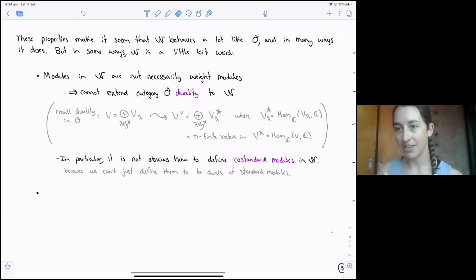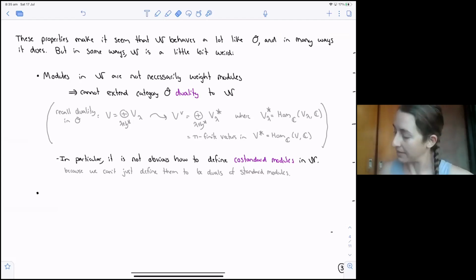So in category N, we have these standard objects, which look a lot like Verma modules, and we have simple objects, which look a lot like irreducible highest weight modules. But we can't just take duality and apply it to standard objects to get some co-standard objects in our category. And so it's not clear what or if there should even be a definition of co-standard objects in category N. So that's the first way in which N is a little bit strange.